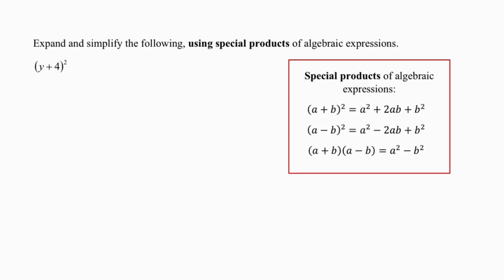Everyone, welcome to this video where we are required to expand and simplify using the special products. So I see a plus, I'm going to choose the plus, which is this. Okay, so my y becomes my a. So notice what I'm going to do. My y will become my a. So this one will be my y square plus 2ab.